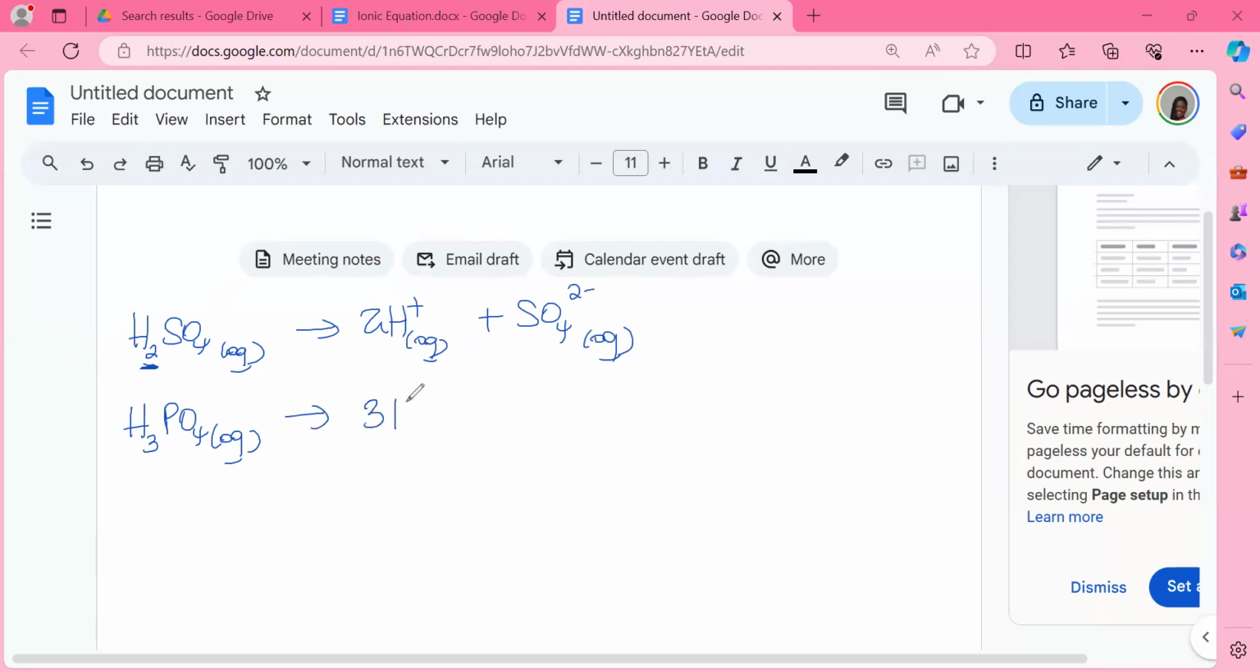breaks up into ions. We have 3 H plus ions and 1 phosphate ion.